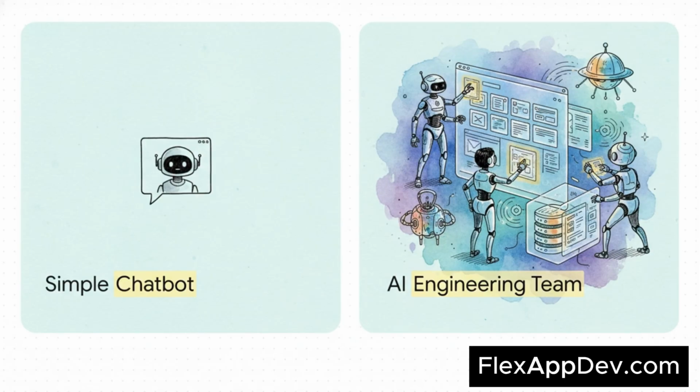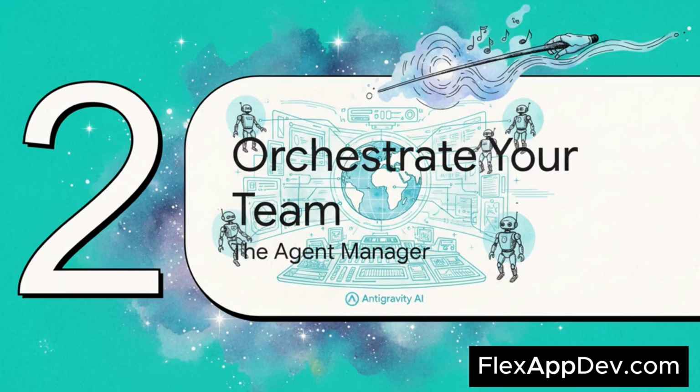Here's the big mindset shift. Stop thinking of Antigravity as a chatbot. I want you to start thinking of it as your own personal AI engineering team. I'm talking multiple, specialized agents all working at once on your project. So how do you manage a whole team of AIs? Well, you use the Agent Manager. And this isn't about micromanaging every little thing. It's about orchestrating. You're the director, this is your mission control, you guide the big picture strategy.